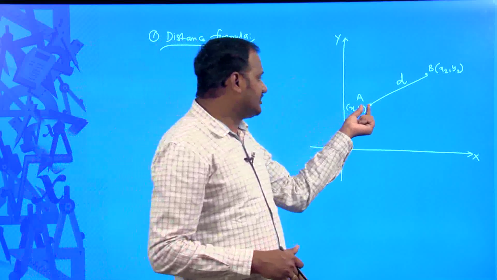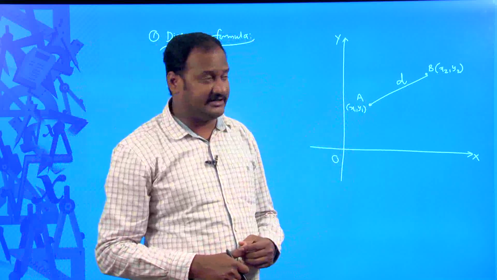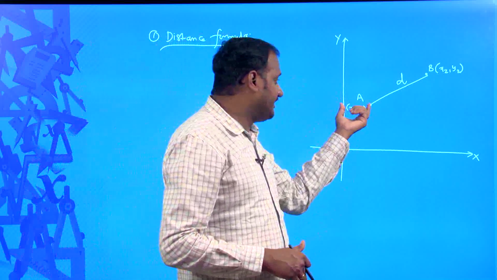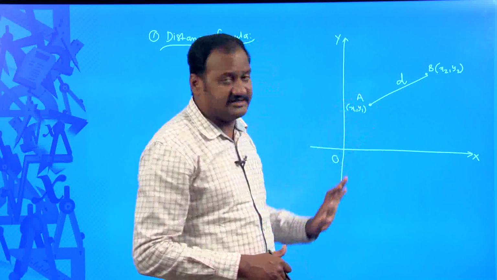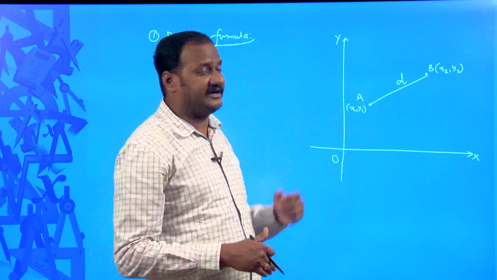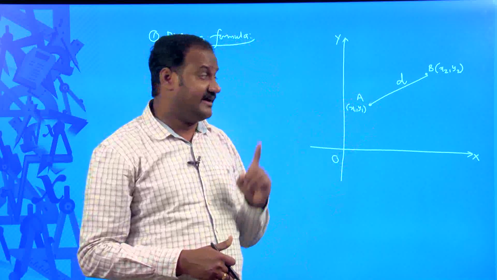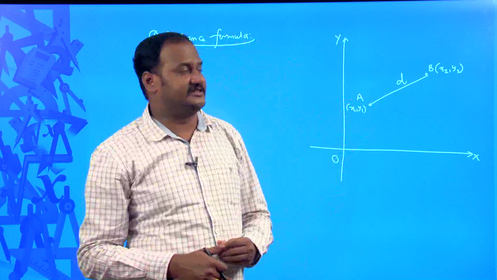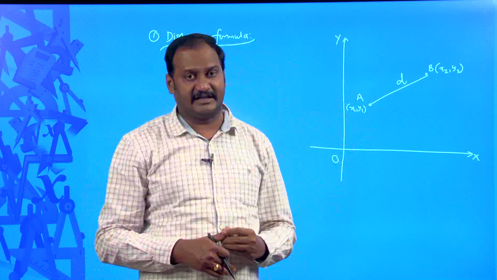So this is the position of the point A, x1 comma y1. What does it mean? The horizontal distance of the point is x1 and the vertical distance is equal to y1. That is why that point is named x1 comma y1. I will try to utilize that information in order to find the distance between A and B.